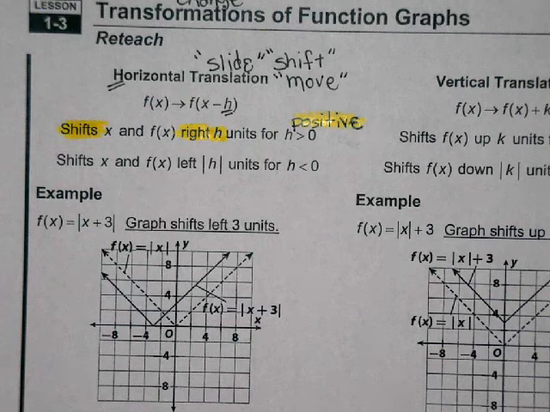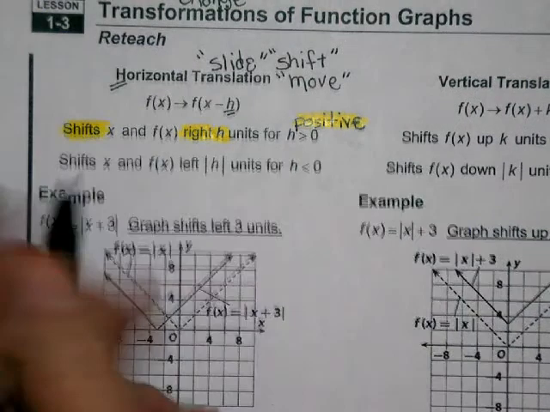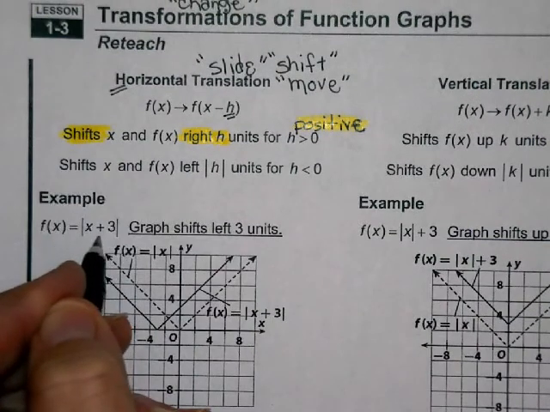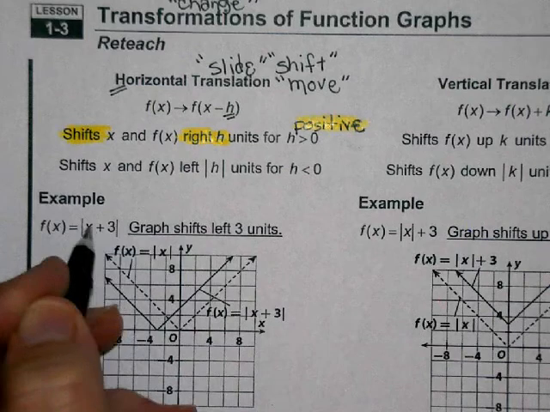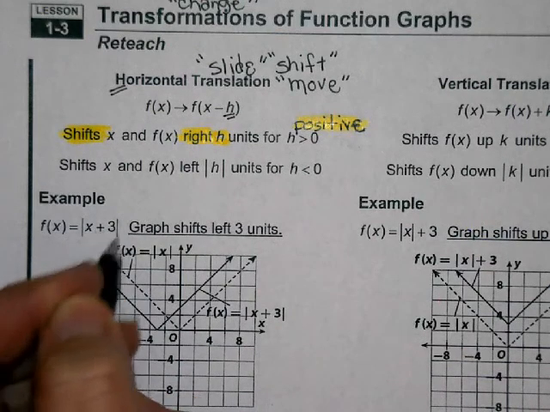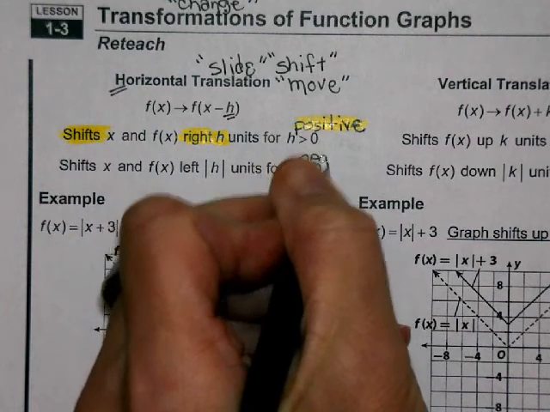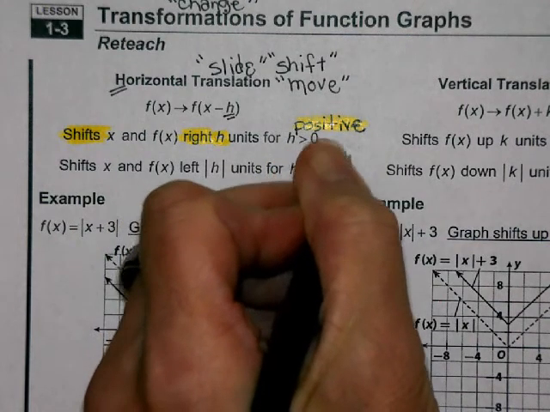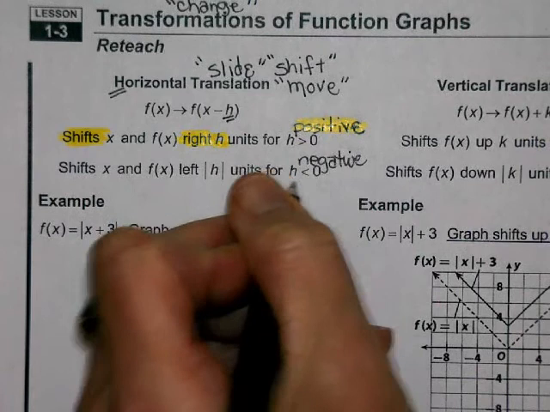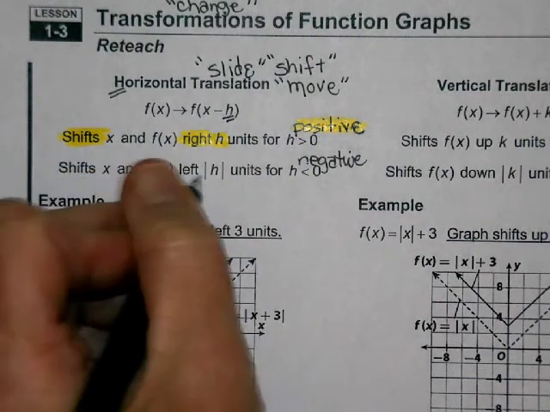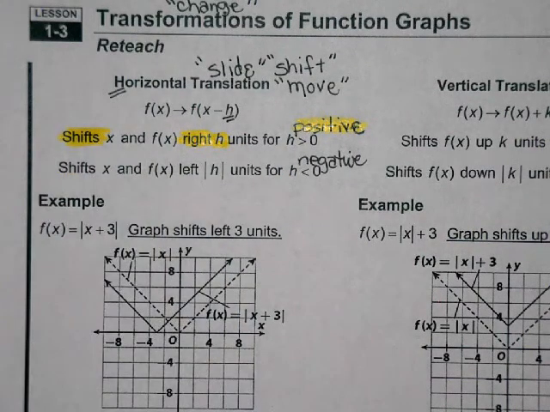So when you're messing with the x, it's not what you see, it's what you know. You know that when you see a plus, like this guy, you see that plus there? H is really a -3. So when h is negative, that's what this symbol means. Then you move to the left.